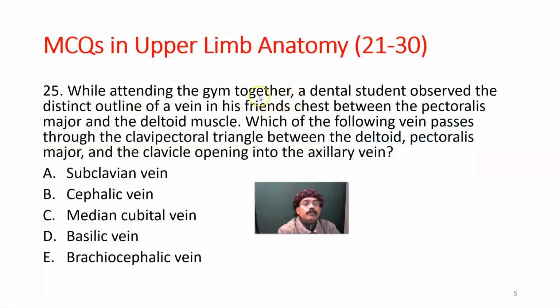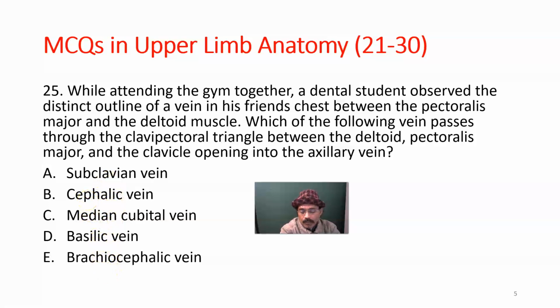While attending the gym, a dental student observed the distinct outline of a vein in his friend's chest between the pectoralis major and deltoid muscle. Which of the following veins passes through the clavipectoral triangle between the deltoid, pectoralis major and the clavicle, opening into the axillary vein? What is that vein? Subclavian vein, cephalic vein, median cubital vein, basilic vein, brachiocephalic vein. What is the vein? Answer should be cephalic vein.